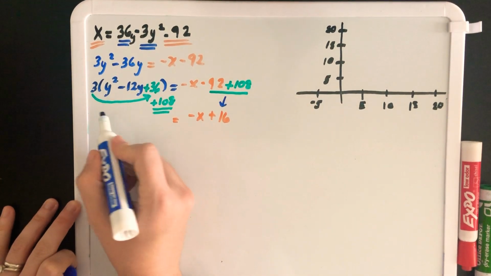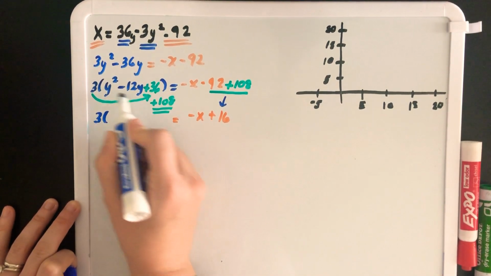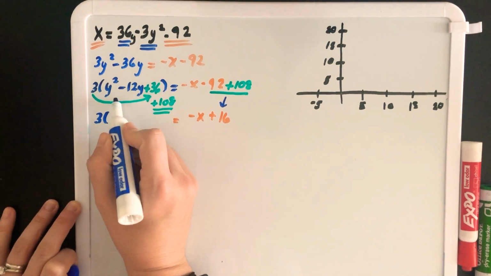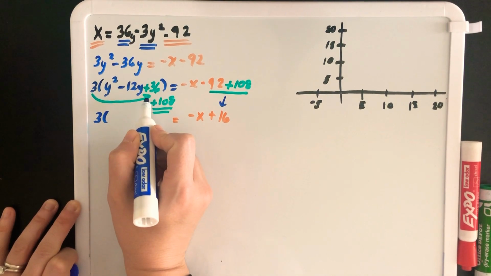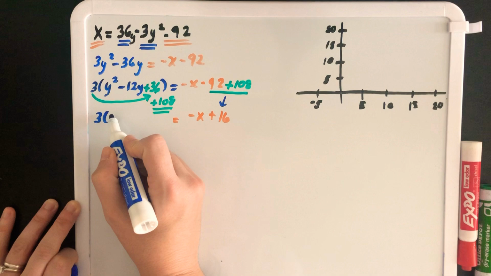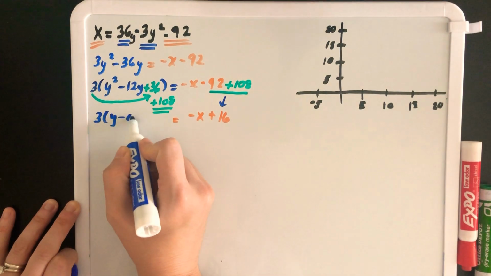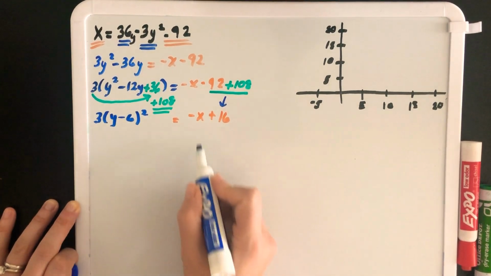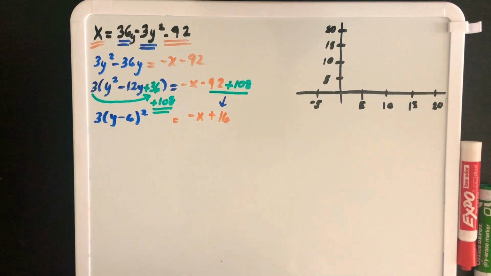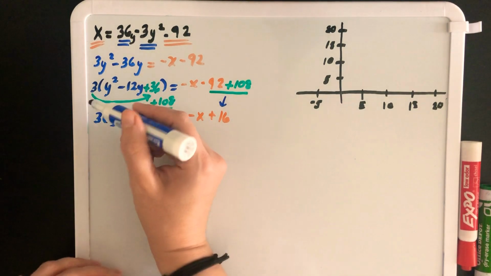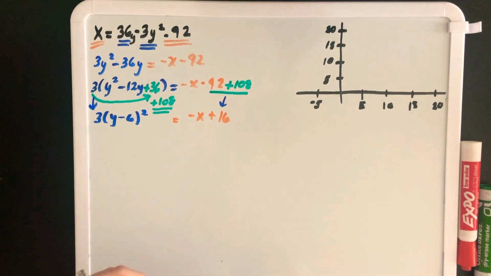On the other side, I still have 3 in front, but I can now factor this trinomial. We created a perfect square trinomial by completing the square carefully. We'd have y minus 6 times y minus 6, or y minus 6 squared, equaling negative x plus 16. Now don't forget about that 3 that came on down from factoring out at the beginning. We're almost in standard form now.